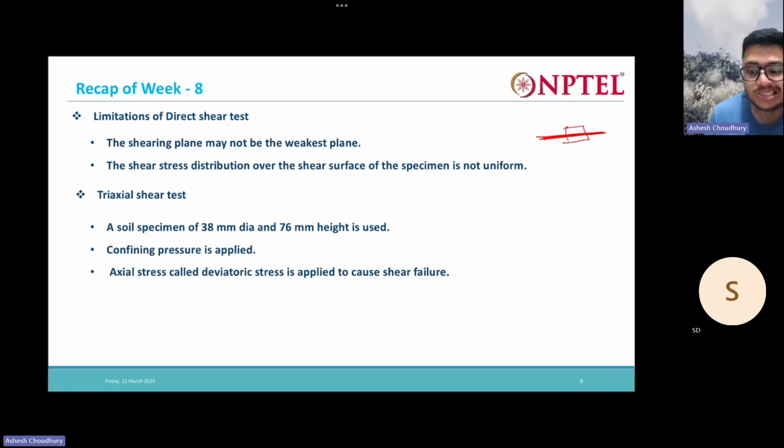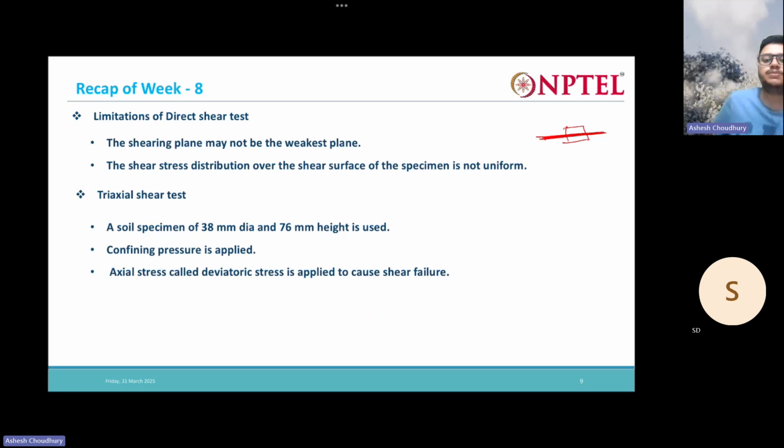So obviously the shear strength, or the maximum shear stress that the soil can take, is the maximum shear stress that the weakest plane of that soil is able to take. That will define the shear strength of the soil, isn't it? But here what we are doing, we are predefining the failure plane. It is the horizontal plane.